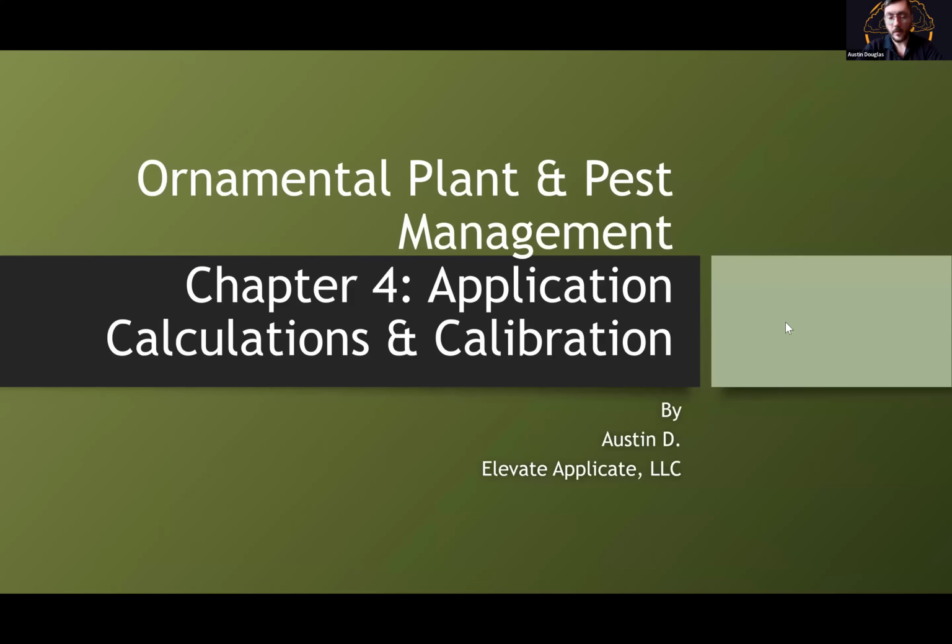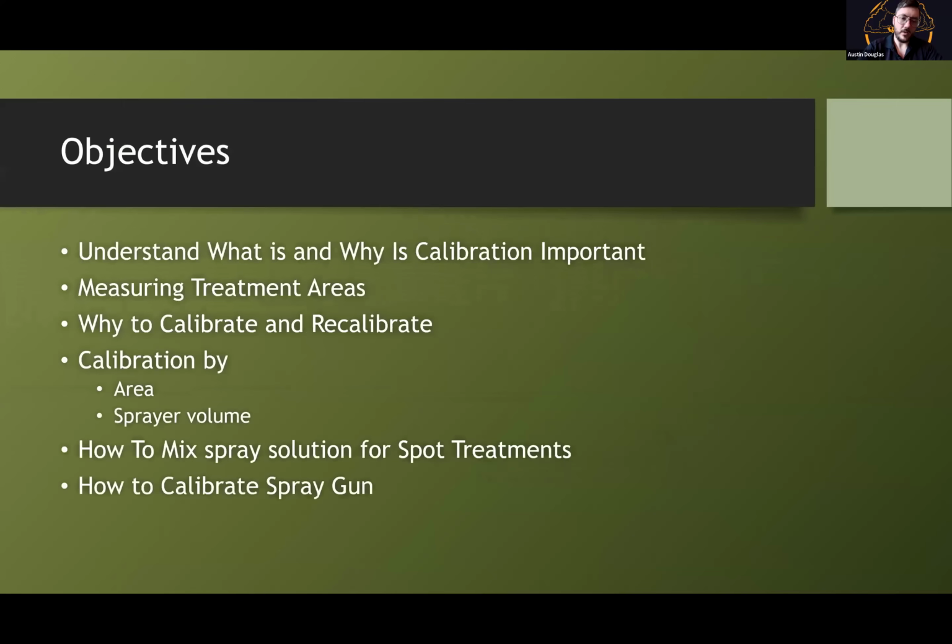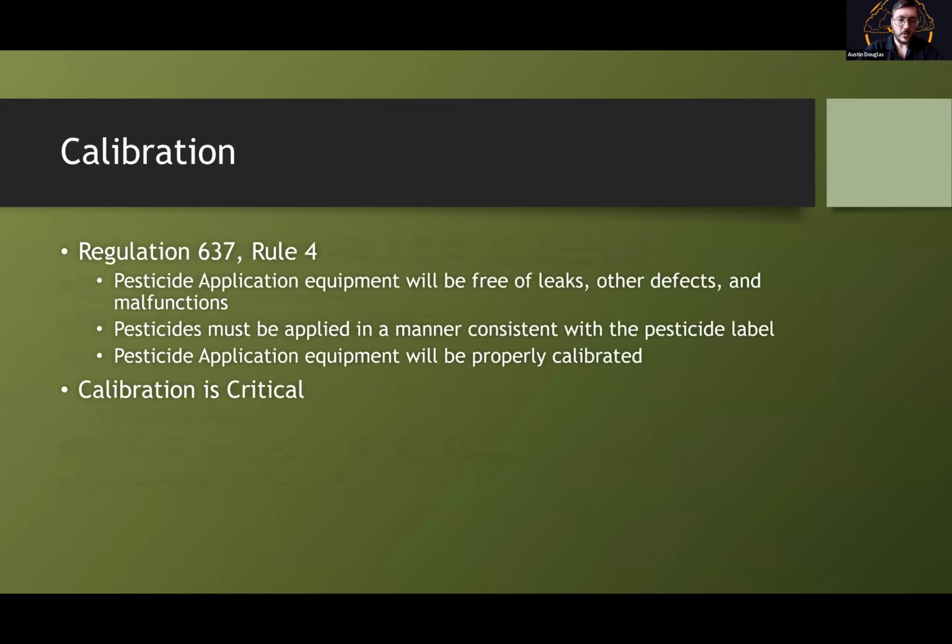So the objectives of this particular chapter are to understand what calibration is and why it is important. We're also going to learn about measuring treatment areas, why to calibrate and recalibrate, how to calibrate by area or spray volume, and how to mix spray solution for spot treatments and calibrate a spray gun.